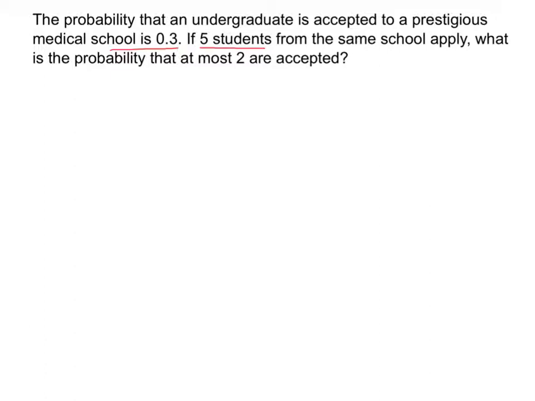So this problem wants to know, what is the probability that at most 2 are accepted? It's important to understand that if we're going to talk about at most 2, that means we have 3 possibilities here. We have the possibility that none are accepted, we have the possibility that 1 is accepted, and we also have the possibility that 2 are accepted. So we need to find all 3 of these different probabilities and add them together.